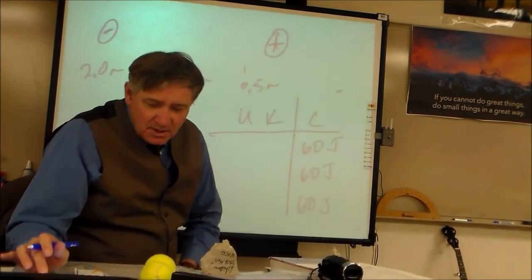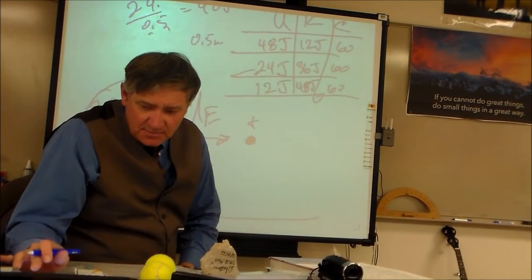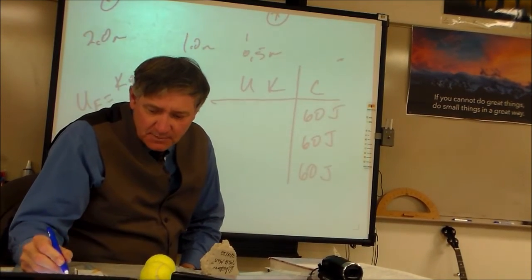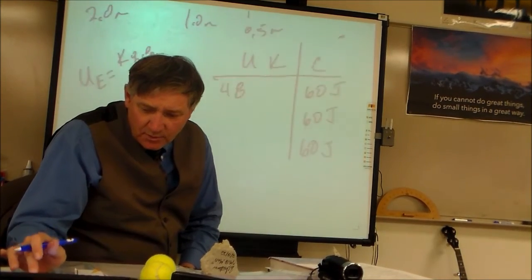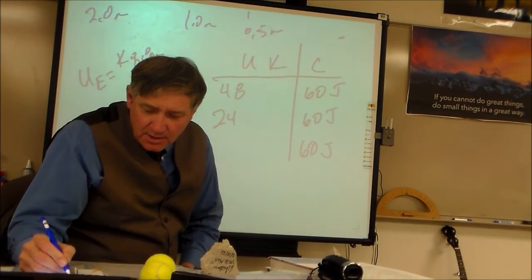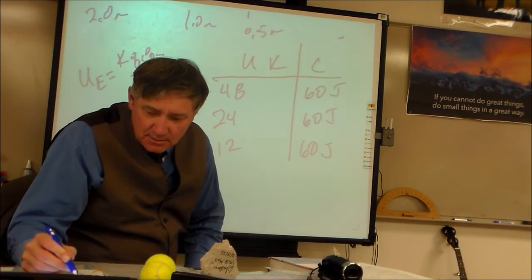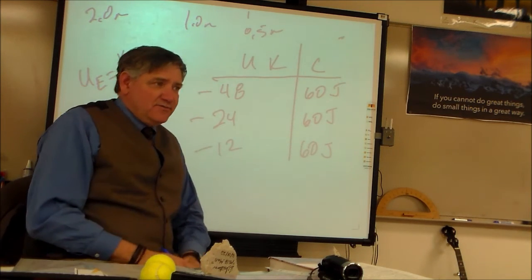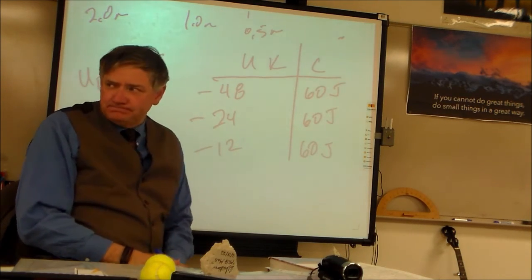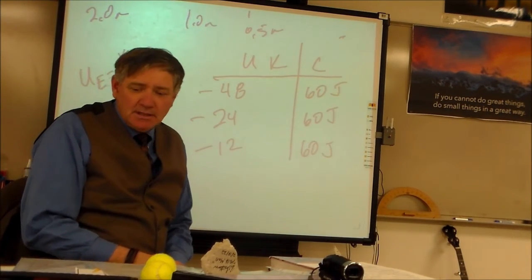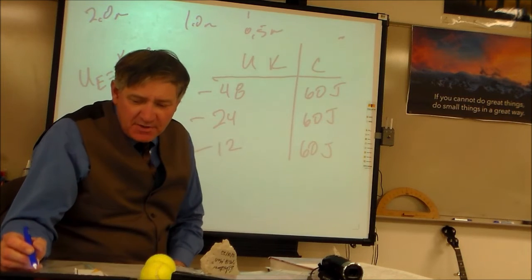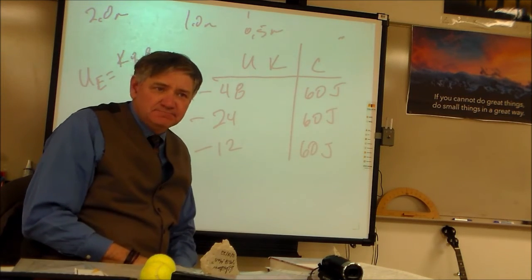Okay, so if you look at the numbers, they're going to be the exact same. They're going to be 48, 24, and 12. But those are going to be negative values. Okay? That's kind of weird. But everything still has to add up to 60.